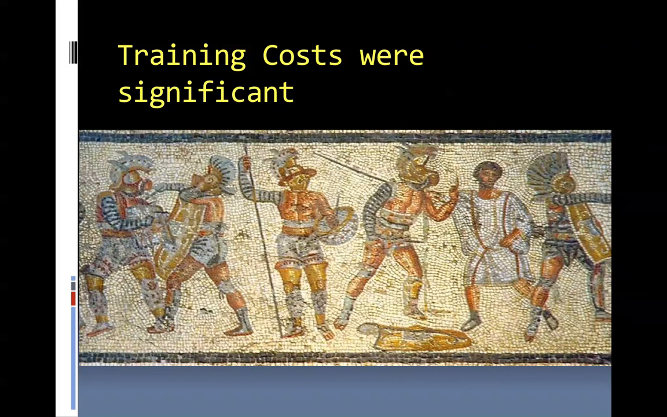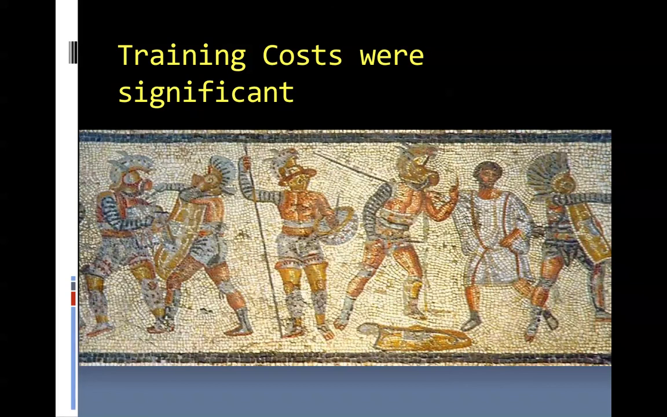We said earlier training costs could be significant. This is important to note because allowing a gladiator to fight to the death meant that a lot of money was at stake. Most of the times, gladiators did not fight to the death. That is sort of a myth associated perhaps with the Russell Crowe film. But gladiators don't fight to the death because they're way too expensive to do so.